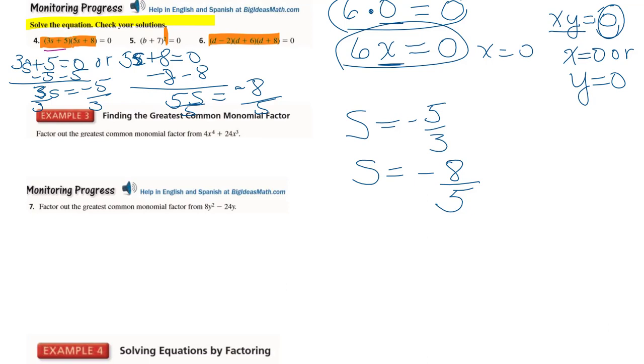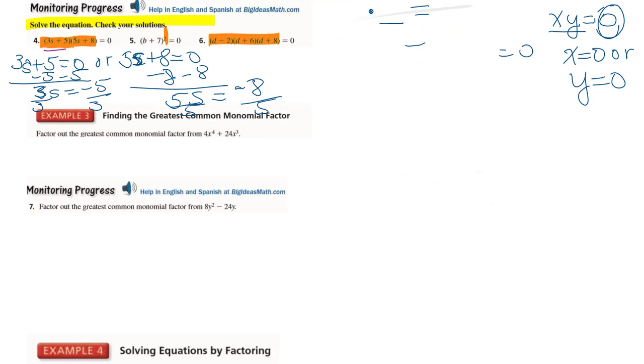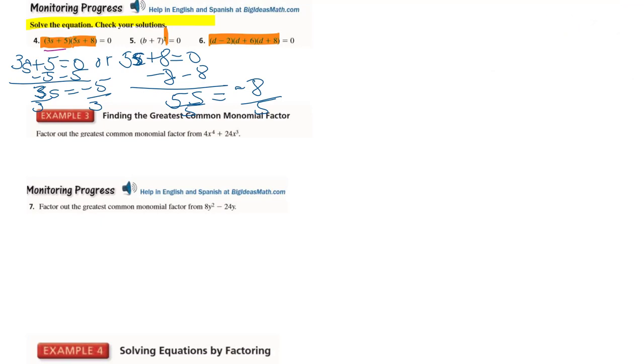Okay, now factoring. That's the other thing. I had someone say that they really didn't get it at all. So here's the way factoring works. What you do when you factor is you're unmultiplying. So what is the opposite of multiplying? Dividing.